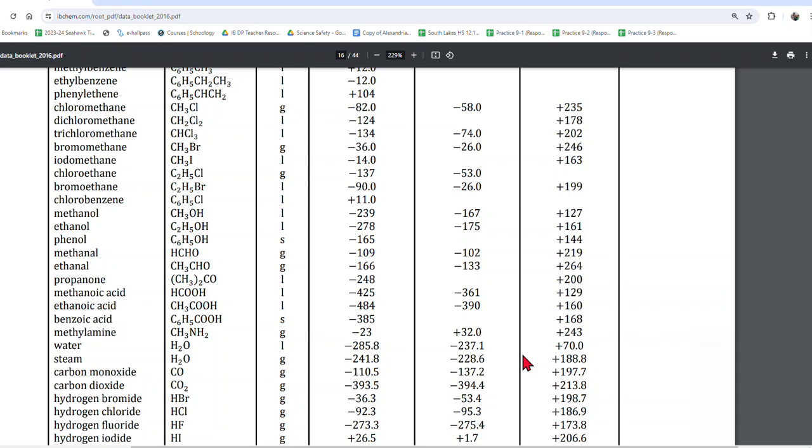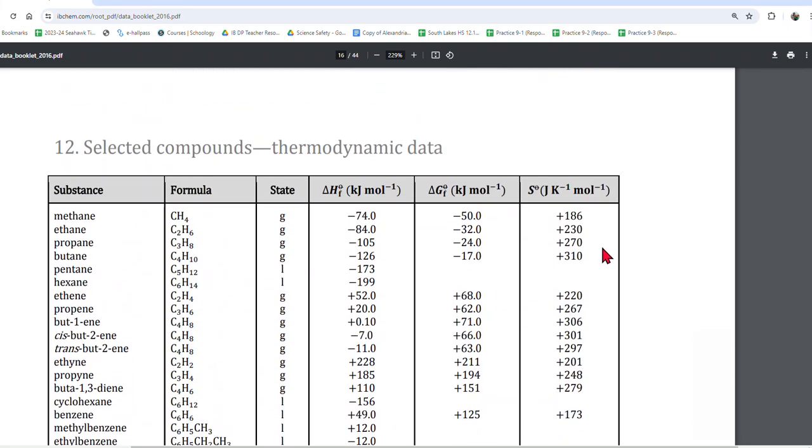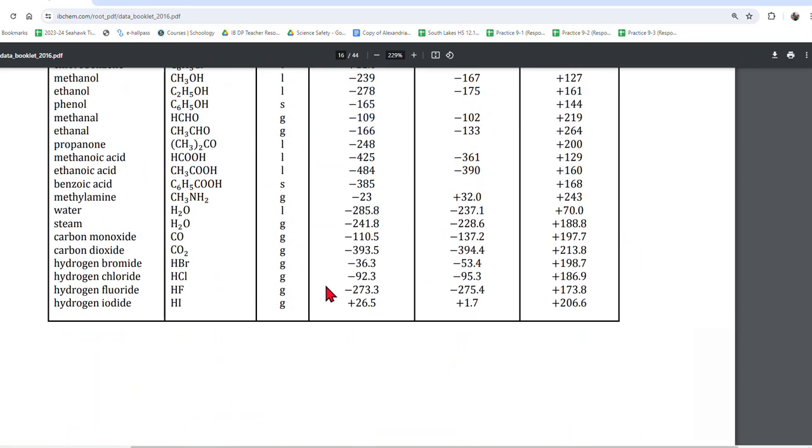197.7. And then minus the sum of the entropies of the reactants. So methane is right at the top, I remember. And that's 186. Plus gaseous water, which we call steam, which is 188.8. When you do the math in your calculator, 3 times 130.7 plus 197.7 minus 186 plus 188.8, I get positive 385 joules per Kelvin.